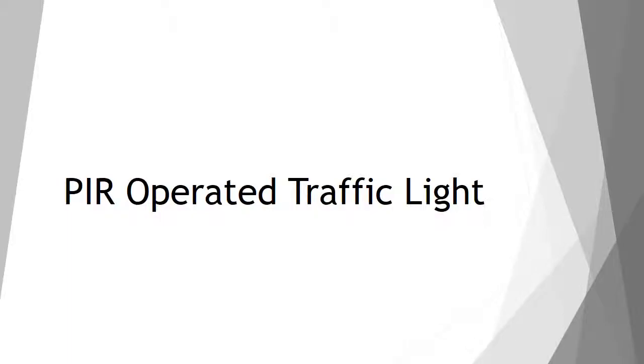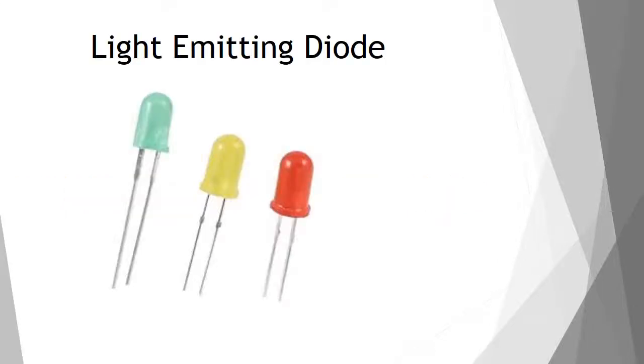Today we're going to be making a PIR, passive infrared operated traffic light. PIR is a motion sensor. When it detects motion, we're going to move through a sequence of green, yellow, and red traffic lights using LEDs, and then we'll reset. So the first thing we're going to talk about today, light emitting diodes, LEDs.